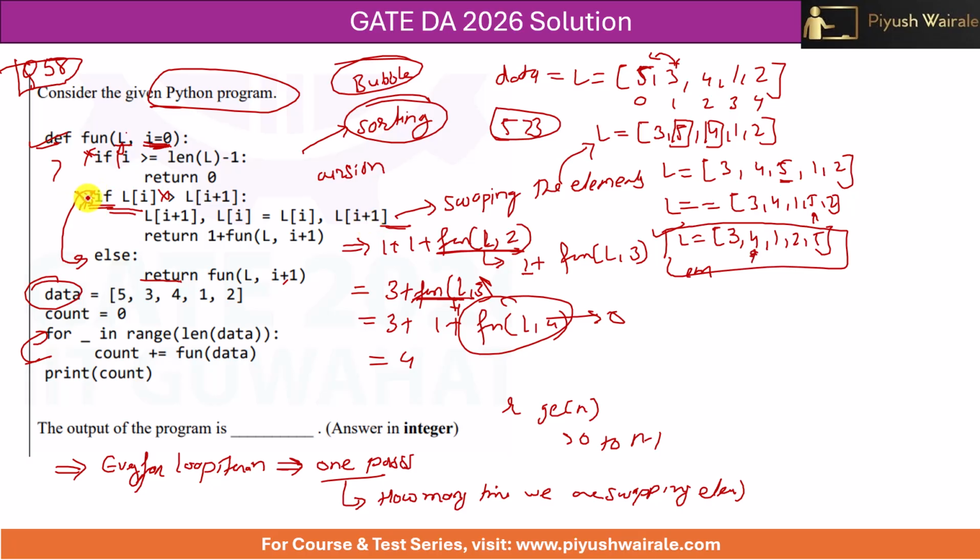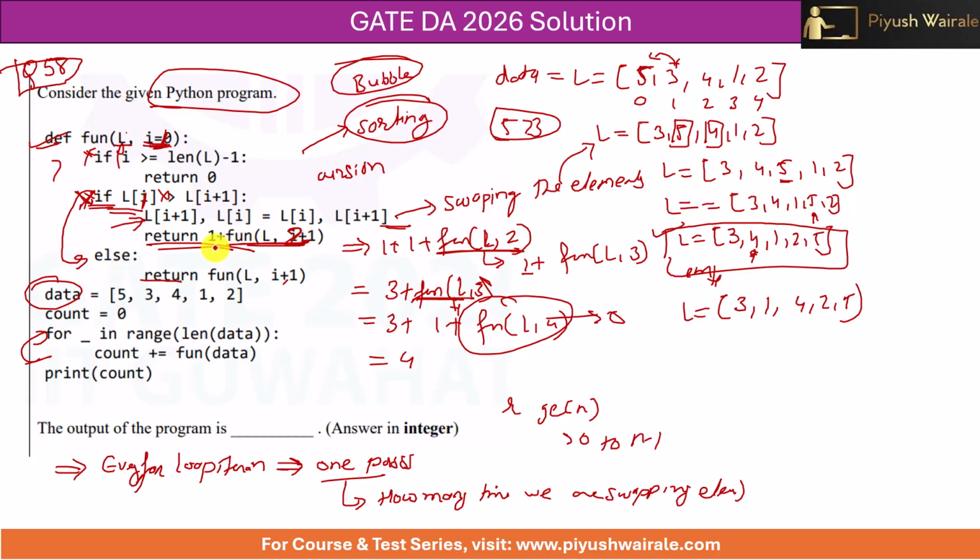Now see, in the next iteration what we are doing, again the value of I is basically 1 now. Now see here, L of 1. So the element 4 is greater than the next element 1. Yes. So we have to swap that element. So 3, 1, 4, 2, 5. We have swapped the element. We have written 1 plus function of L comma 2 now. So 1 plus function of L comma 2 now.